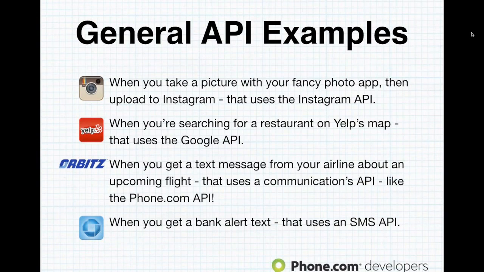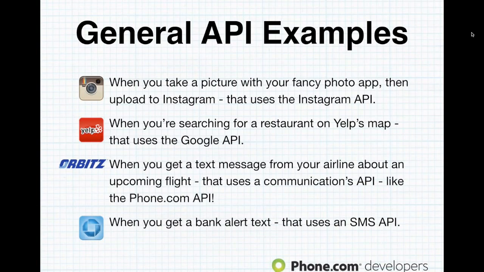If you're still thinking to yourself, I'm not quite sure what an API is, let me give you some real-world examples. The basis of these examples is effectively one type of application doing one thing that is integrating with another application. In the instance of taking a picture with a fancy photo application, if you've ever been able to upload it to Instagram, when a photo application that is not Instagram lets you upload it to Instagram, that is an integration between that photo application and Instagram using their API.